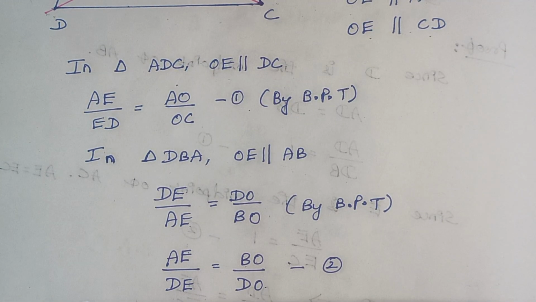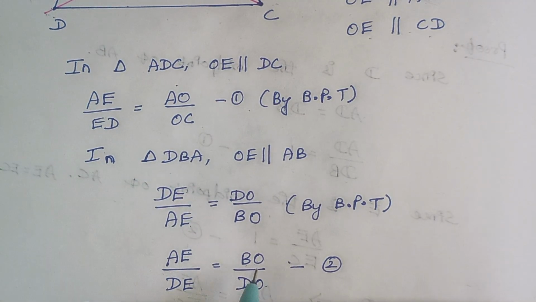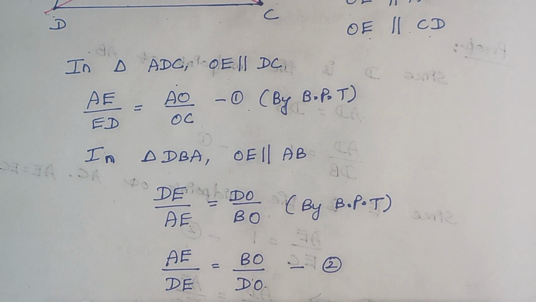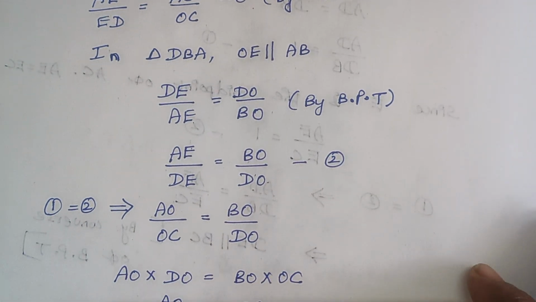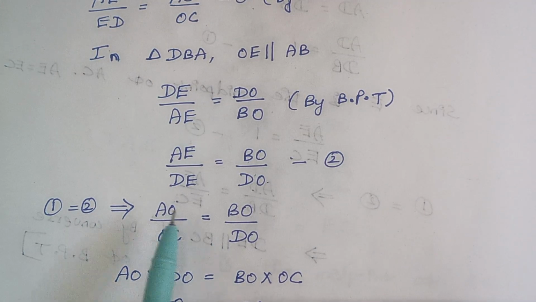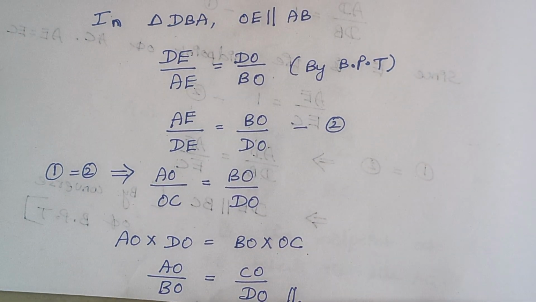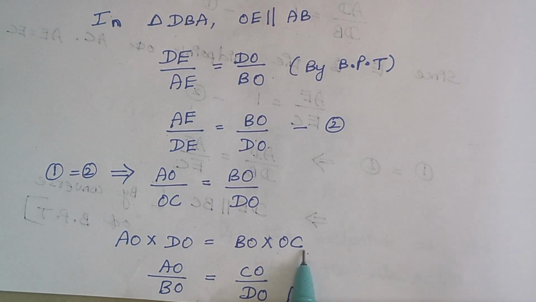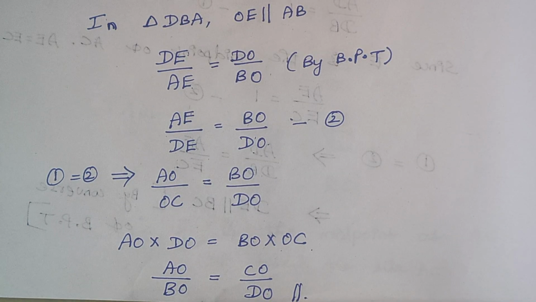Once we take the reciprocal, the left hand side terms are equal. Therefore, we can equate the right hand side terms. So AO by OC is equal to BO by DO. When you do cross multiplication, AO into DO is equal to BO into OC. What we need is the ratio of AO by BO, so I am moving this BO here, which gives AO by BO equal to OC or CO, both mean the same, by DO. So finally, this is what we needed to prove, and we have proved it.